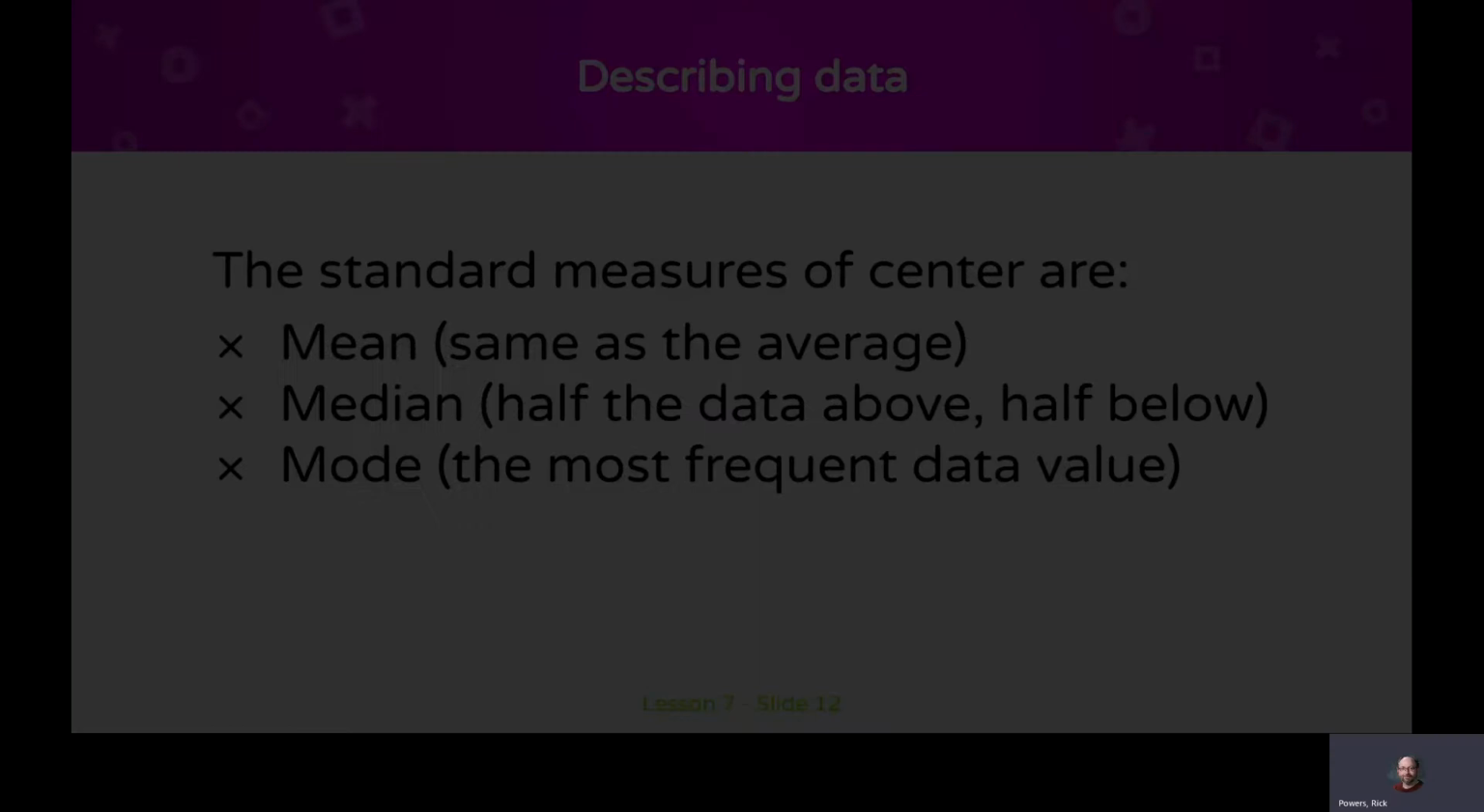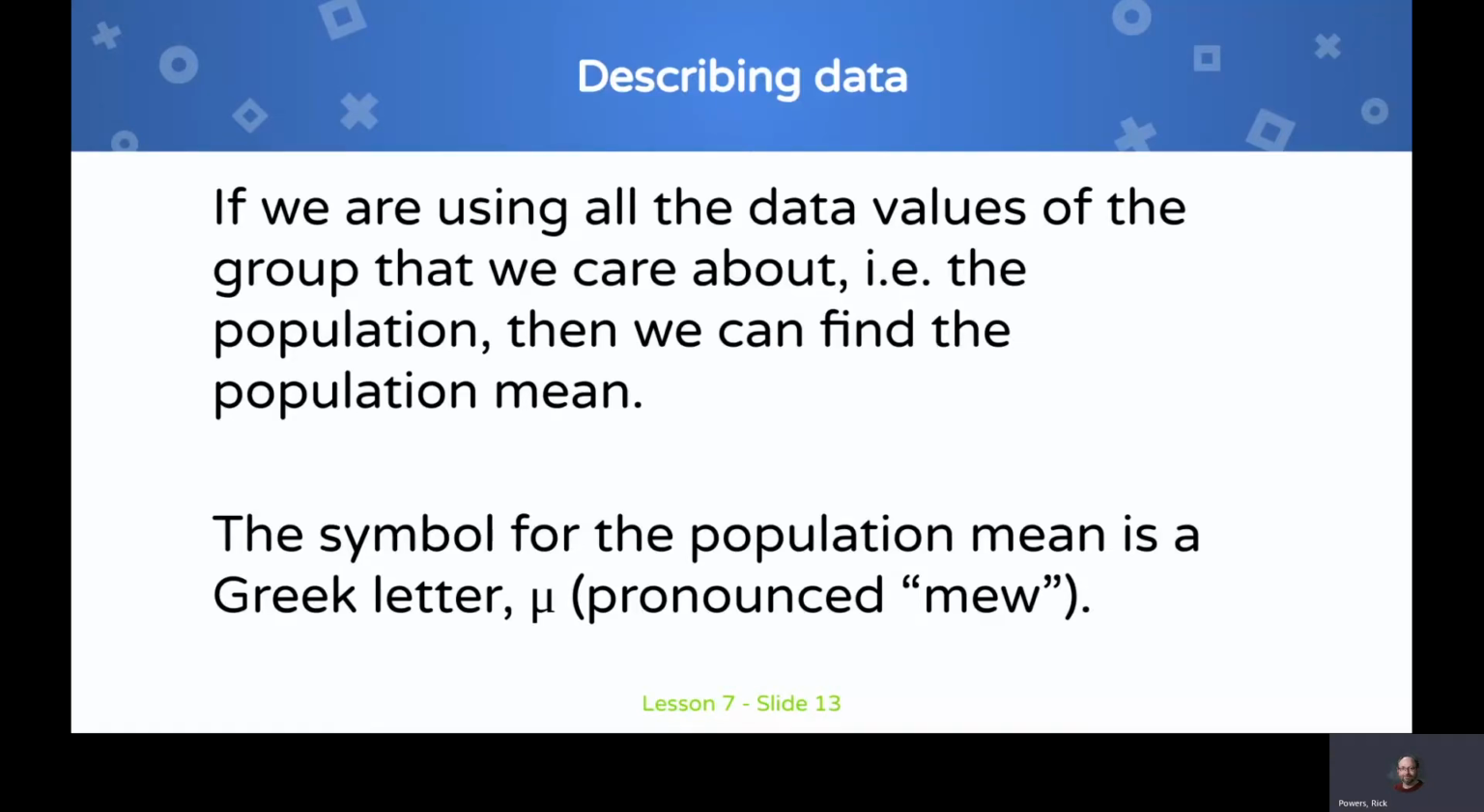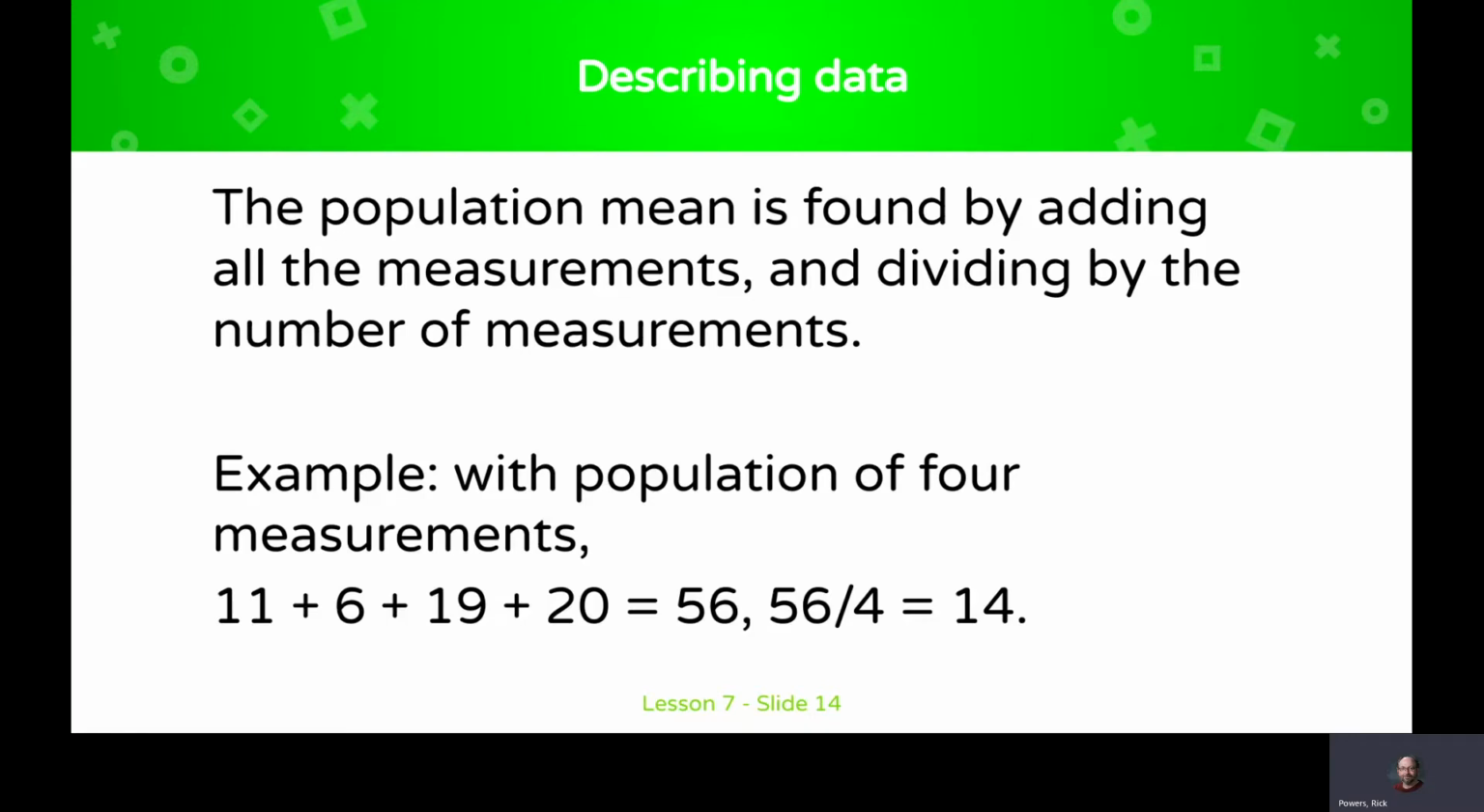If we are using all the data values of the group that we care about, that is the population, then we can find the population mean. The symbol for the population mean is a Greek letter mu. The population mean is found by adding all the measurements and dividing by the number of measurements. Example, with population of 4 measurements, 11 plus 6 plus 19 plus 20 is 56. 56 divided by 4 is 14, so the mean of those 4 numbers is 14.